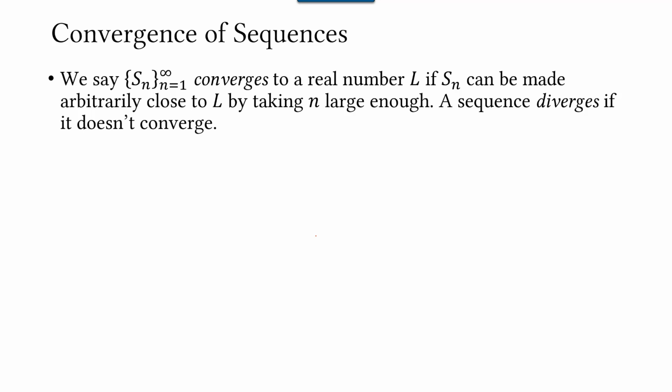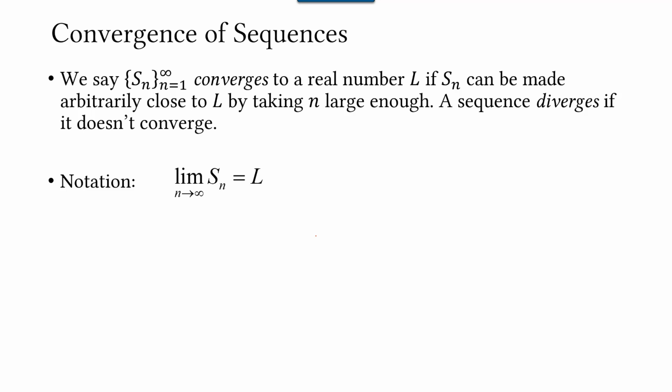So to make the definition a little bit more precise, instead of saying closer and closer to some number capital L, we really mean that we can get as close as we like to capital L, that there is no limit on how close the terms in the sequence can be made to the number the sequence converges to. So if we take n large enough, we can make the sequence get as close as we like to capital L. If we can do that, we say the sequence converges to L. And if we can't do that for any L, then we say the sequence diverges.